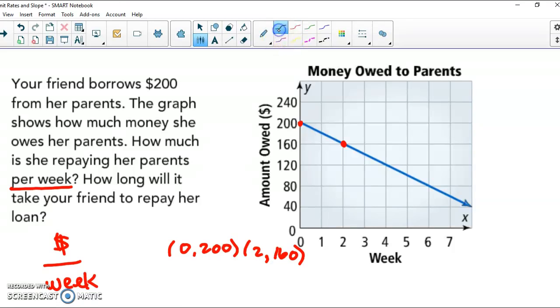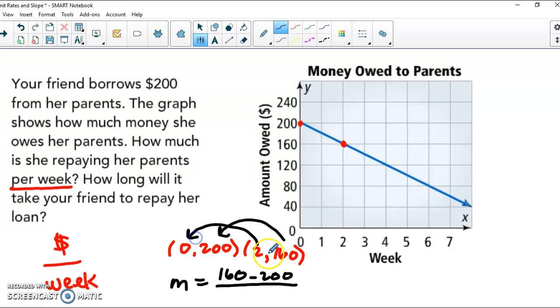So if I want to find the slope of this line, I'm going to do my change in y. So 160 minus 200 over my change in x. So 2 minus 0. Notice I'm going to get a negative number here, but that's okay because I am losing money because I'm paying it back. So that's money coming out of my pocket. That's why I'm going to have a negative amount. So 160 minus 200 is negative 40. 2 minus 0 is 2. So this will reduce to negative 20. So my unit rate is that I'm paying back $20 per week.